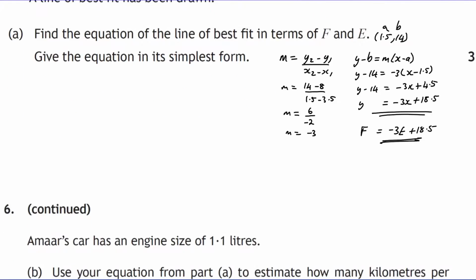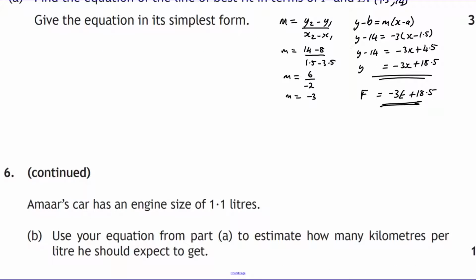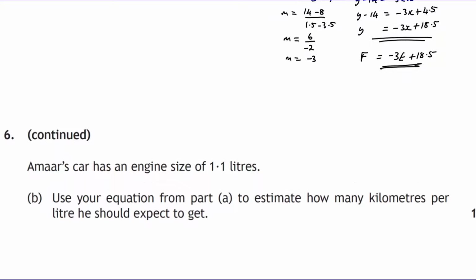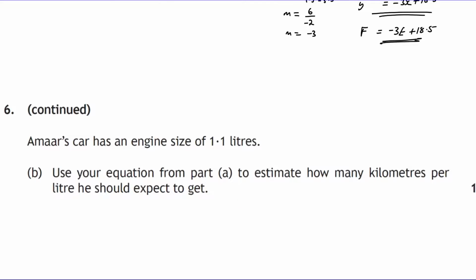Okay, we're then going to use that equation. So we've got this relationship between the fuel and the engine size. It says a Mars car has an engine size of 1.1 litres. So it's given us the engine size is 1.1, so e is 1.1. Use your equation to estimate how much fuel it would use. So f equals negative 3 times 1.1, plus 18.5. That's going to be negative 3.3 plus 18.5. And we're just doing 18.5 take away 3.3, which is 15.2.